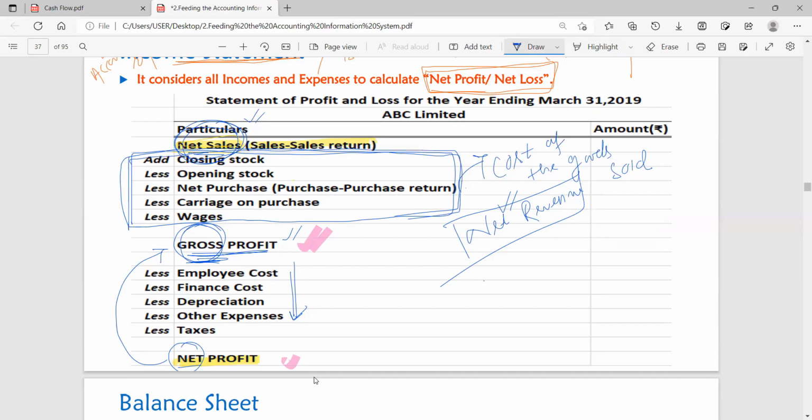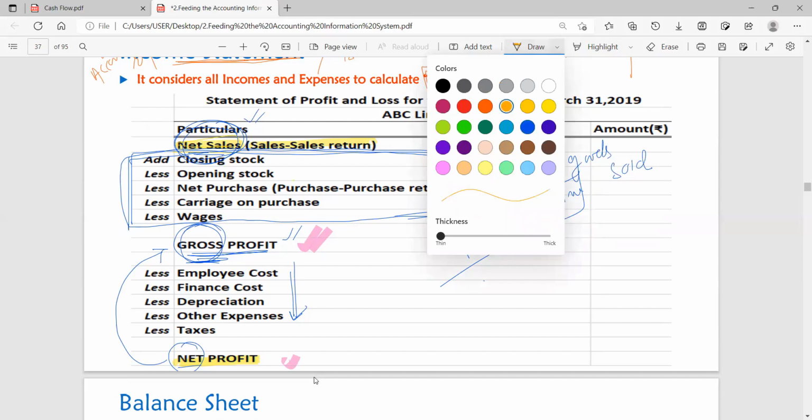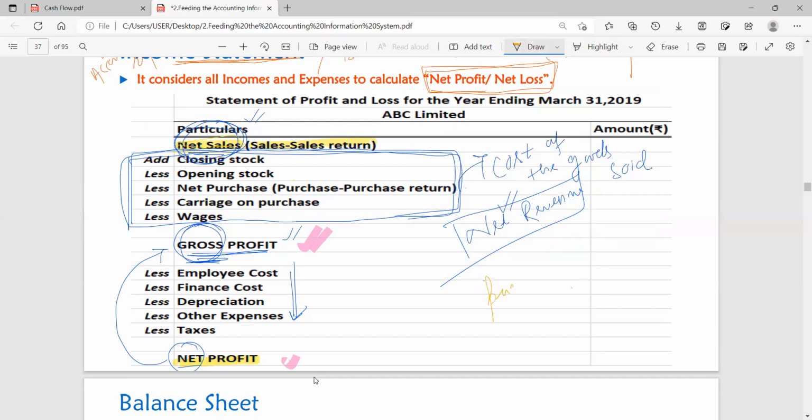So I will elaborate a little on how this particular calculation works. Basically, we buy goods to sell, so we have our purchase. Purchase is basically the expense for our sale. But sometimes the entire purchase may not be sold. For example, we purchase 100 worth of goods during a period, let's say a month.